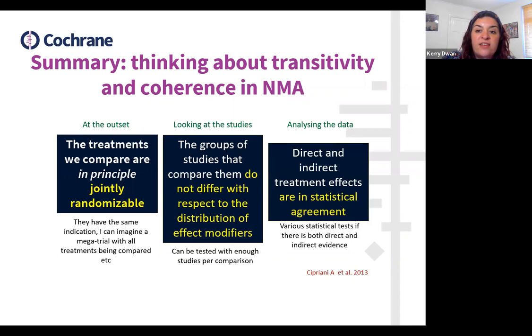And then the statistical manifestation of transitivity is called coherence, and it's also referred to as consistency in the literature as well. And this is when making sure that direct and indirect estimates are in statistical agreement. And there are different tests that can look at that, and I will talk about that a bit later.